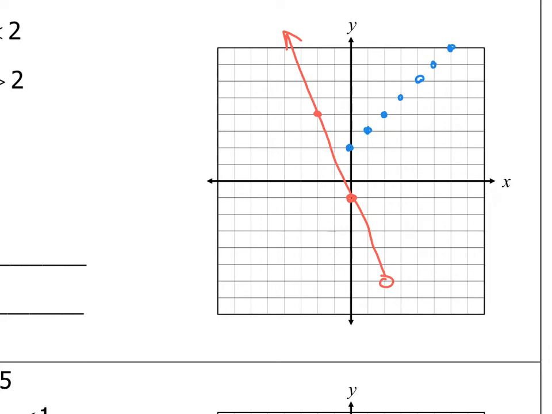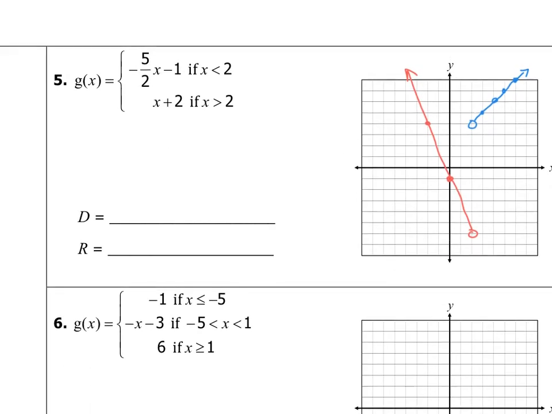So I go to +2. Again, I need to erase that little dot and put a circle. And it's everything to the right of that. So I'm going to draw my line to the right-hand side. Okay? And I'm going to erase these other little dots. And there's my graph. Okay? That one is done. So if we move on to the domain and the range.